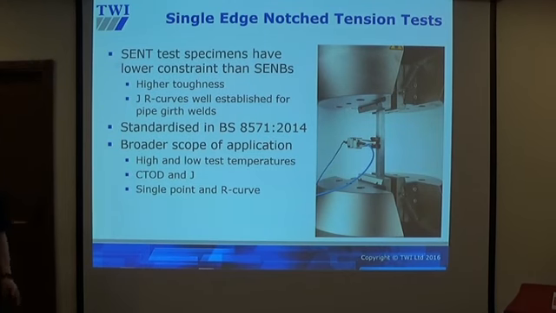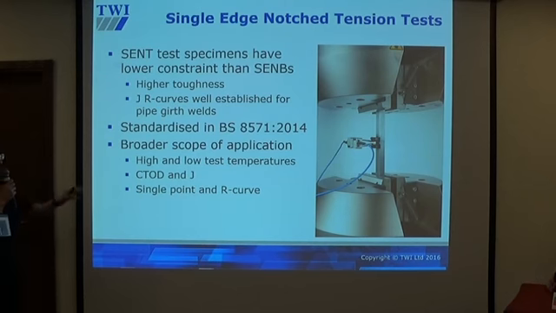work that I've been doing on SENT specimens, building up to the standardisation of SENTs at the end of 2014 in BS 8571. So as many of us will know and appreciate, the single edge notched tension specimen has a lower constraint than an SENB, and it will therefore, for the same material and thickness, give a higher value of fracture toughness. And in industries such as pipeline girth welds under high strain conditions, they are very well established for the generation of J-R curves.